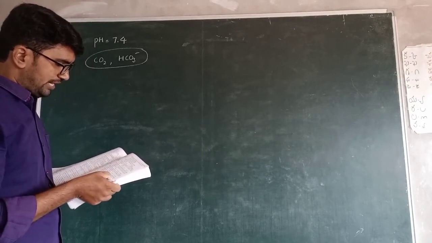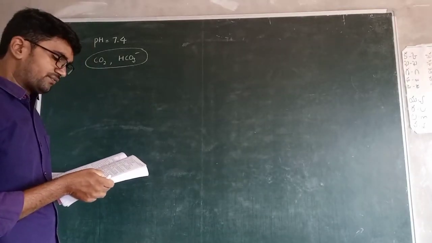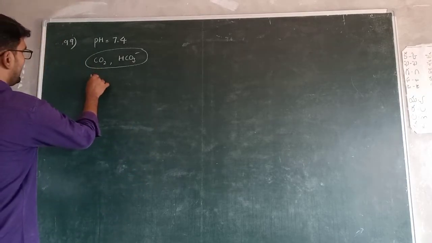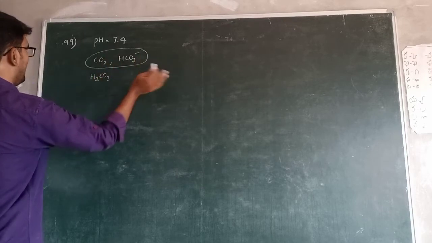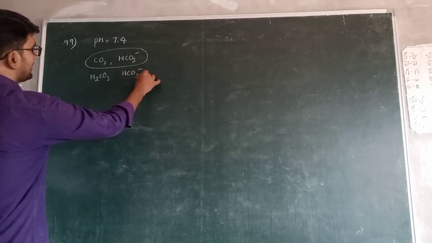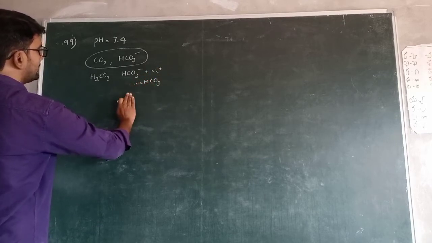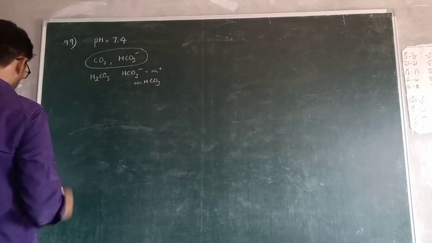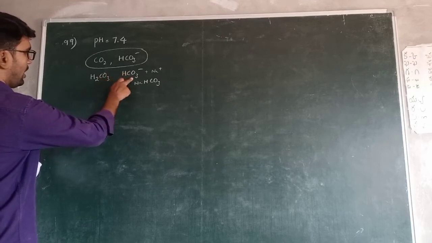Calculate the ratio of conjugate base, that is the salt, to acid. Actually, it contains H2CO3. H2CO3 forms a salt with, for example, any base. HCO3 minus is the base. Conjugate base means this is combined with Na plus, for example, it forms NaHCO3. So this is the acid, and this is the salt, meaning the conjugate base. So we have to calculate the ratio of conjugate base and acid, meaning salt by acid.